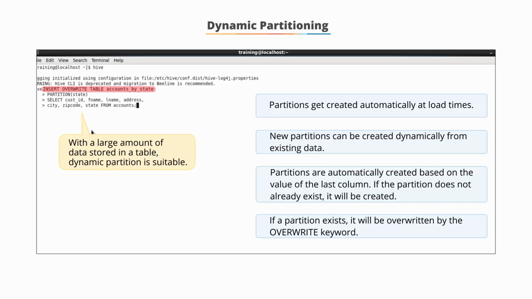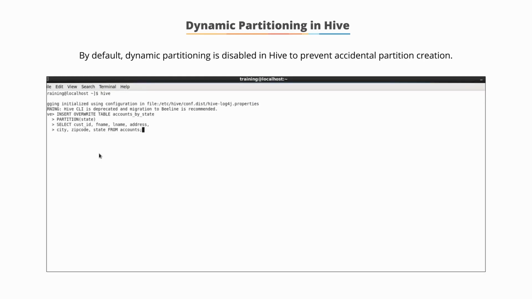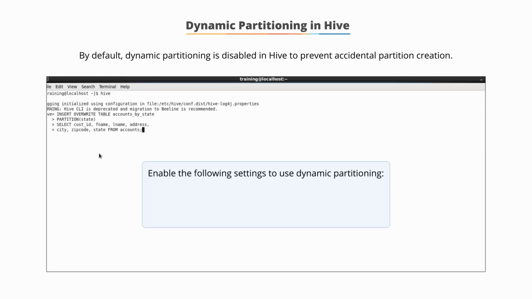This example basically refreshes the state data with the customer ID, first name, last name, address, and so on, each time the command insert is executed, since we have added the overwrite clause. Dynamic partitioning in Hive. Keep in mind that by default, dynamic partitioning is disabled in Hive to prevent accidental partition creation. To use dynamic partitioning, you need to enable it by using these settings.